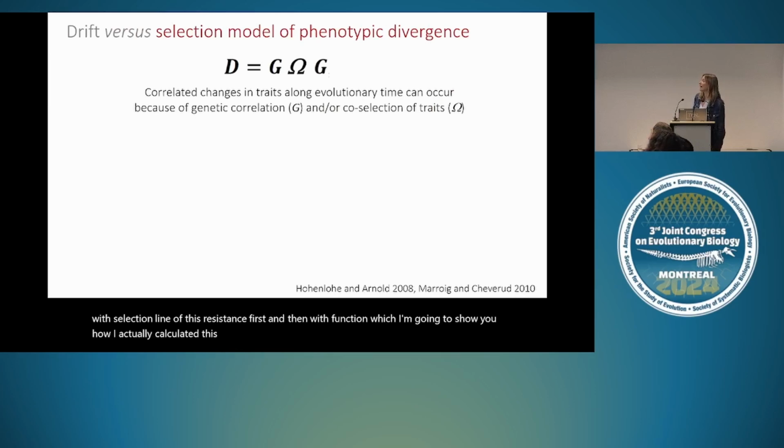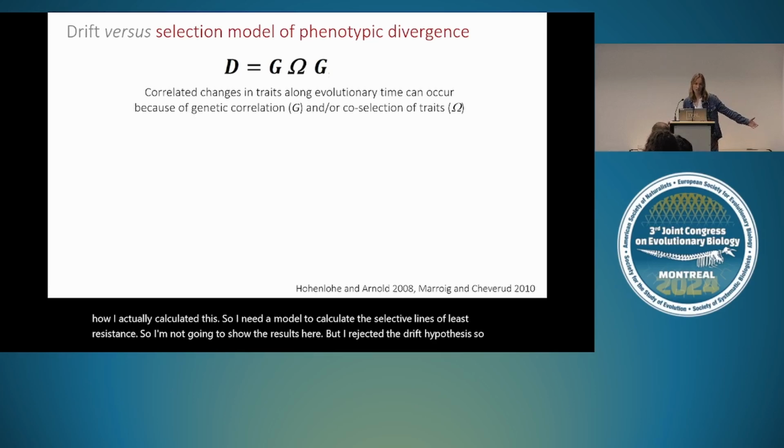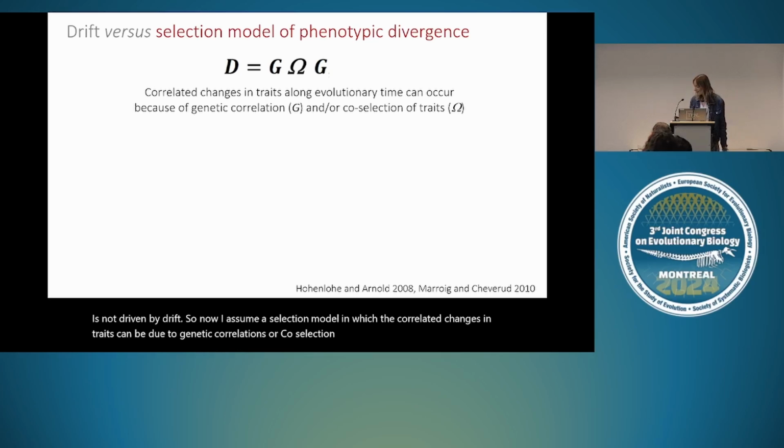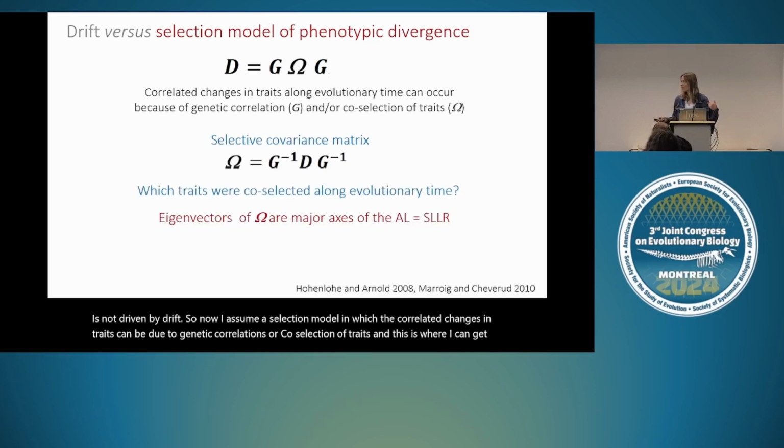So I need a model to calculate these selective lines of least resistance. I'm not going to show the results here, but I rejected the drift hypothesis. So divergence in morphology in this system is not driven by drift. So now I assume a selection model in which the correlated changes in traits can be due to genetic correlations or co-selection of traits. And this is where I can get to my selection lines of least resistance.